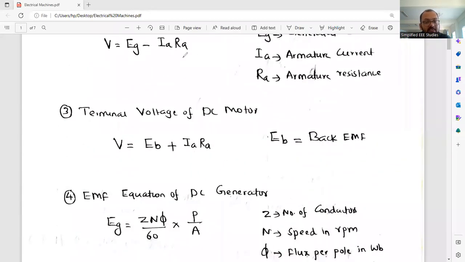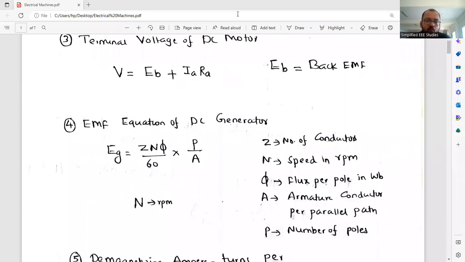Similarly, if I talk about a DC motor, then here the sign will be different. In terminal voltage, you can write V is equal to EB plus IA RA. That is the difference, where EB means back EMF. In the previous case, it was EG in case of a generator, that is generated EMF. But in case of a DC motor, it becomes back EMF or counter EMF. Fine, so make a note of this.